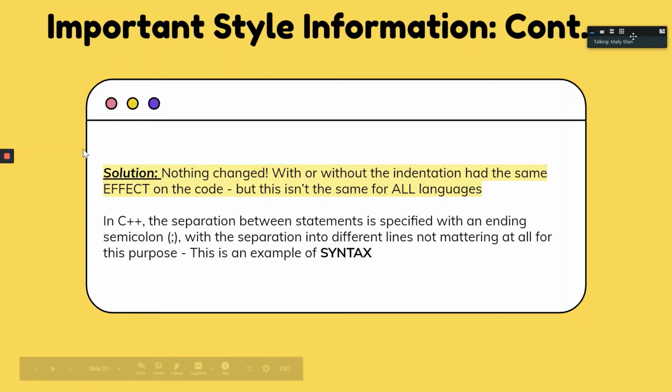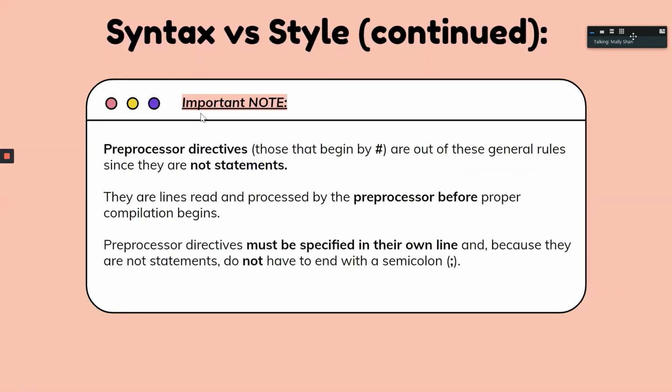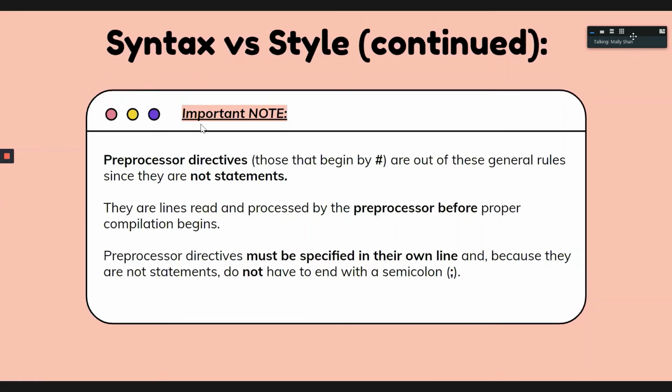Now let's go on to the next page, which is syntax versus style again. This has to do with those preprocessor directives that we had before. Okay, sorry. Preprocessor directives are general rules. They are not statements. I'll explain this more when I show the program, but it's really important that you understand that anything that begins with the hashtag, like how we had the hashtag iostream, is not the same thing as a statement, because our program is not actually doing anything with that.